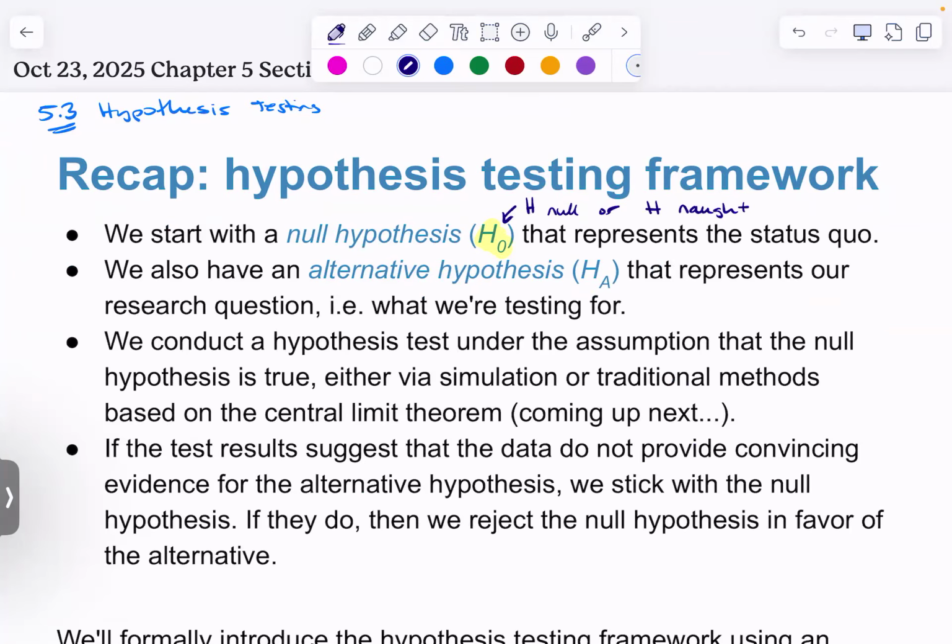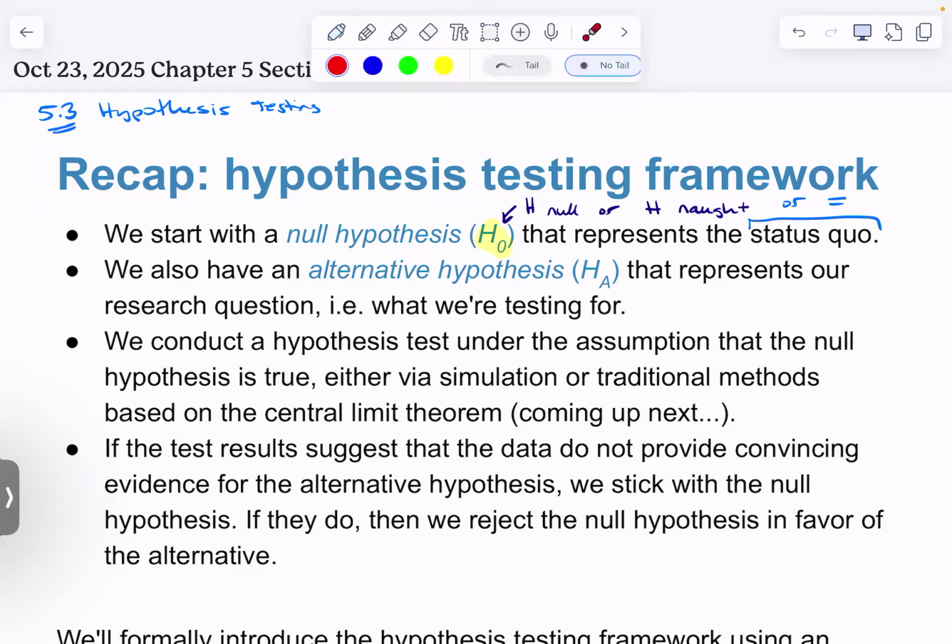And so H naught represents the status quo or 0 change, right? Zero difference, zero change, everything is the same. Status quo, or equal to. Everything is just the same.